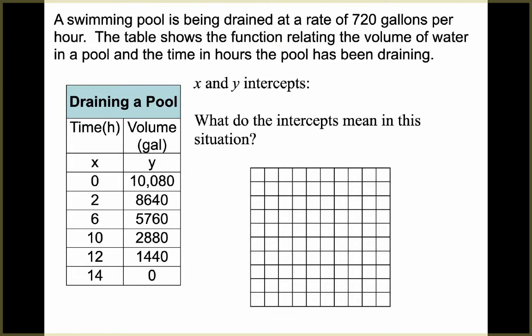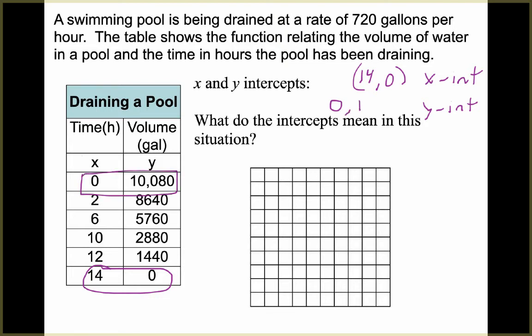So we have our x and y intercepts. Where is it going to cross x? It crosses the x-axis when y is 0. So our x-intercept is at 14, 0. And our y-intercept is when x is 0, which is up here, 10,080.